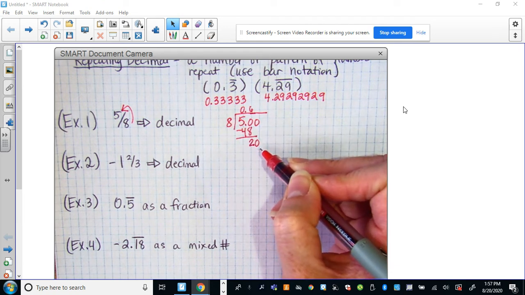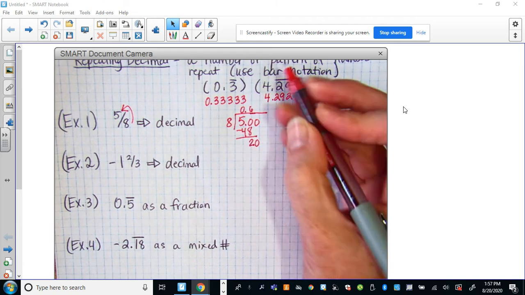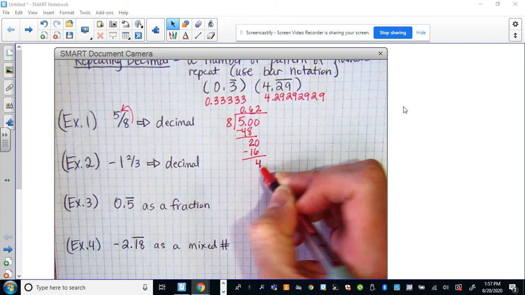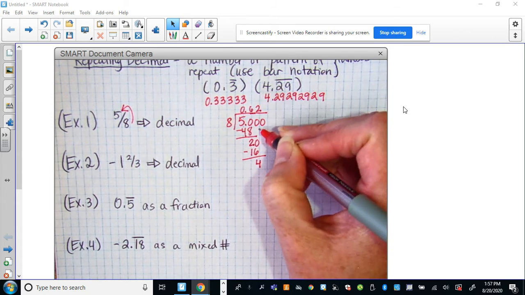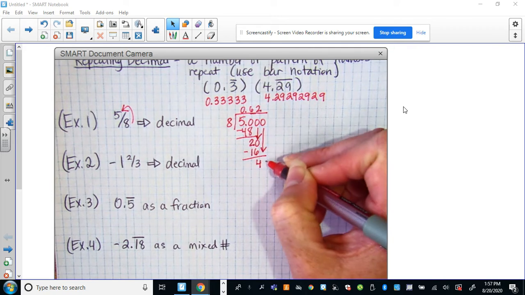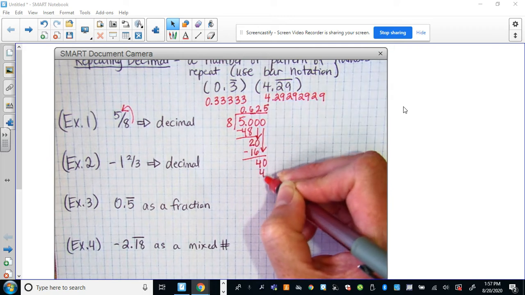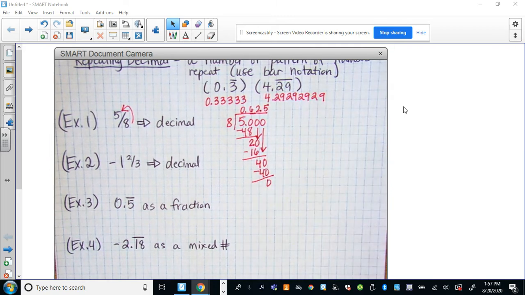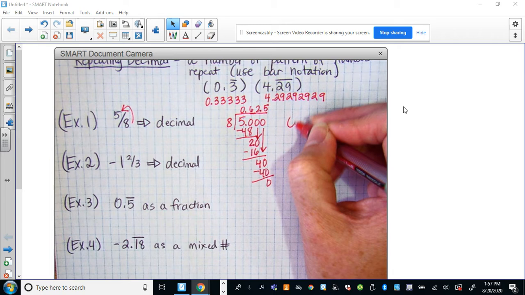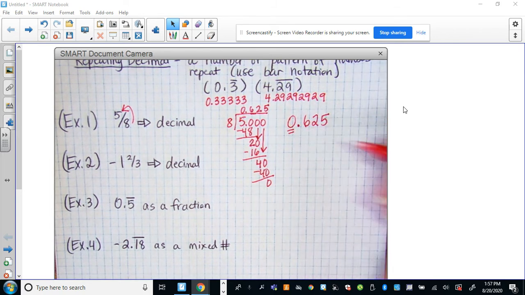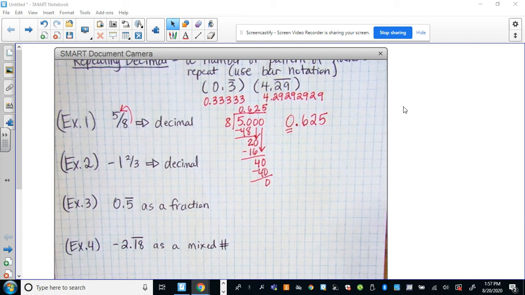8 goes into 20 2 times. 2 times 8 is 16. Subtract, and you have a 4. We brought that one down. Now we're going to bring this one down. 40. 8 goes into 40 5 times, which is 40, and you have no remainder. So the decimal for 5/8 is 0.625. Get in the habit of putting that 0 in the front just so there's no mistake on what that number is supposed to be, or if it's a decimal or not.